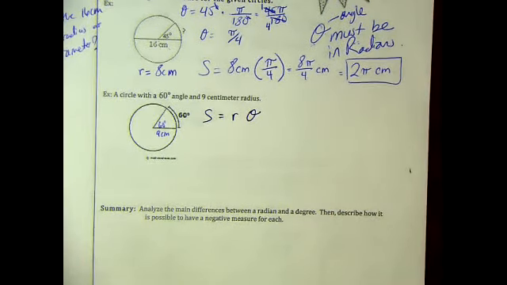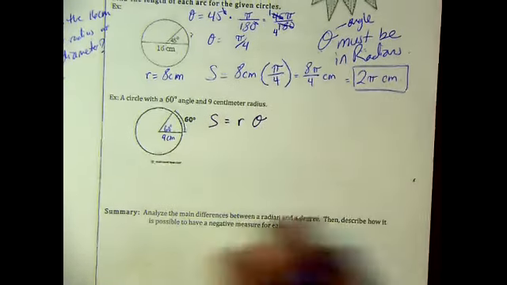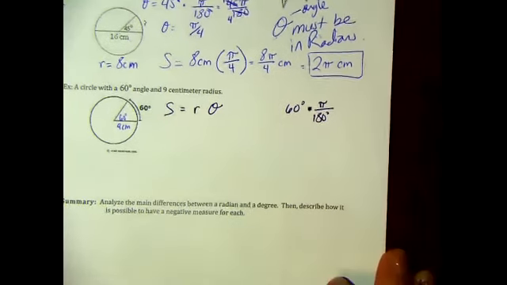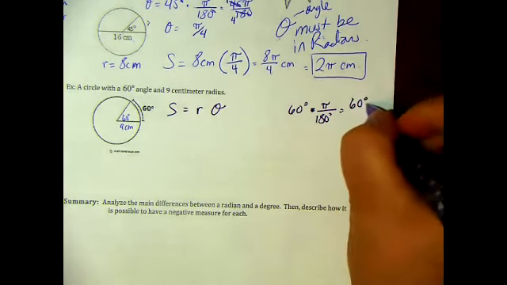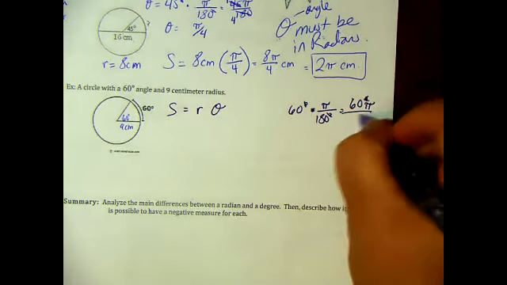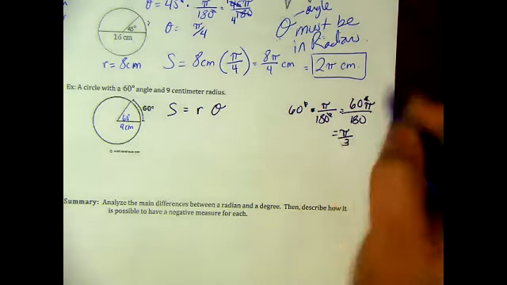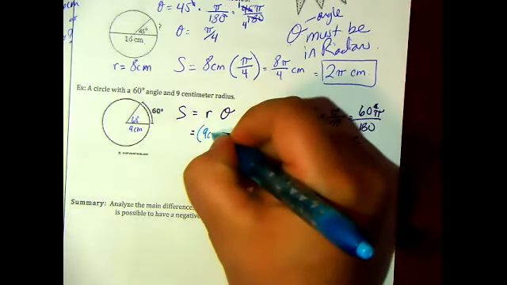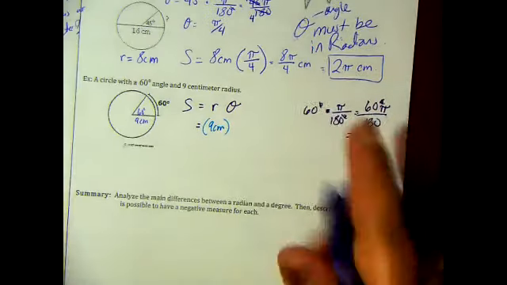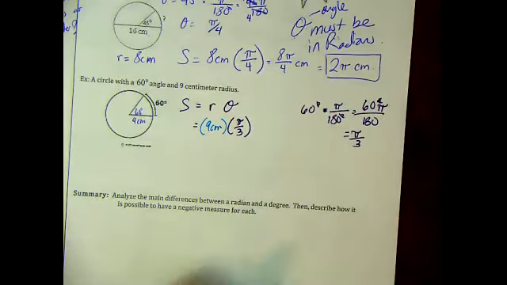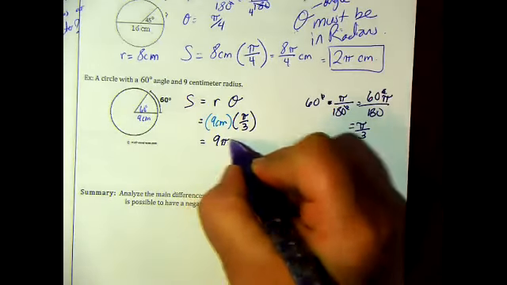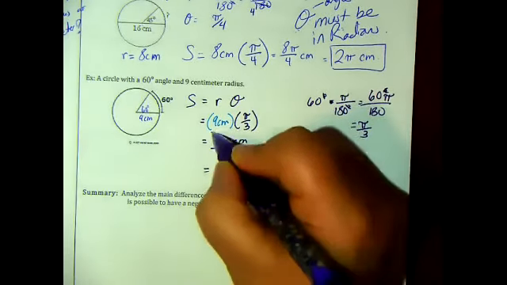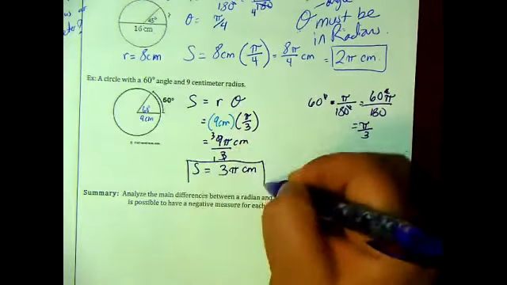I have to convert my theta into radians. 60 degrees needs to be converted into radians. So we're going to do that first, 60 degrees times pi over 180 degrees. The degrees are going to cancel, so I don't need that. So 60 pi over 180. That'll simplify down to pi over 3 radians. So I have my 9 centimeters for my radius, and then I have my pi over 3 for my theta. This looks like it's going to be pretty nice. 9 pi centimeters over 3 again simplifies down to 3 pi centimeters. And that's my arc length here, 3 pi centimeters.